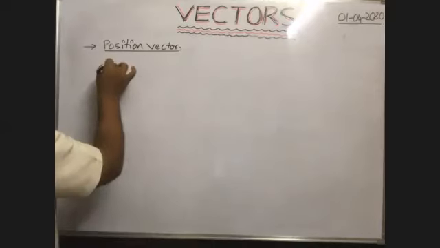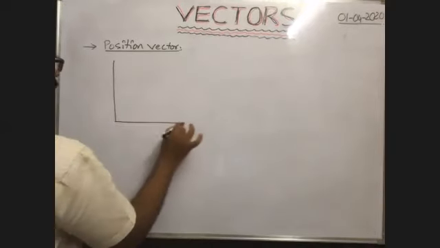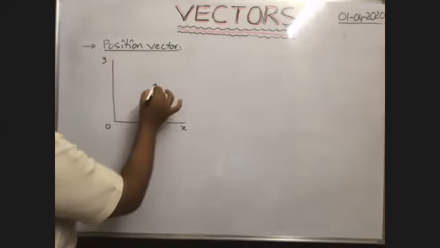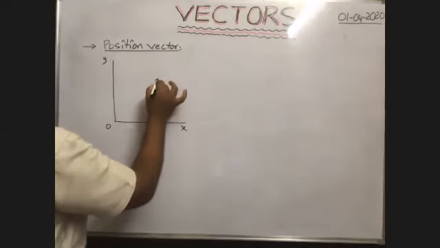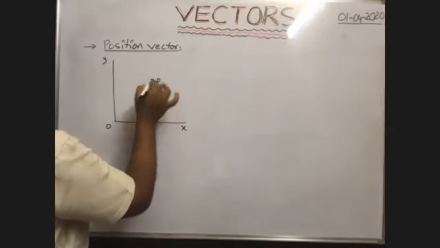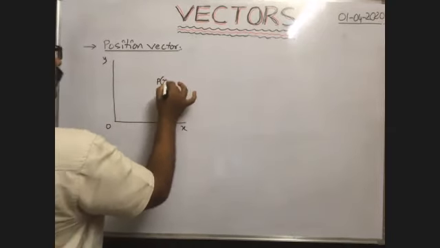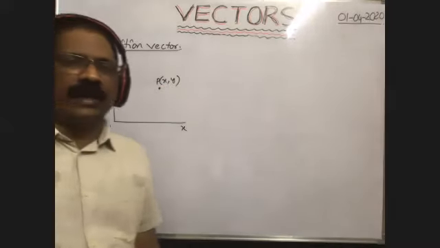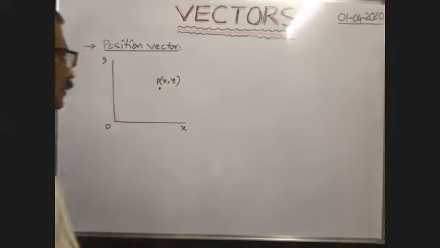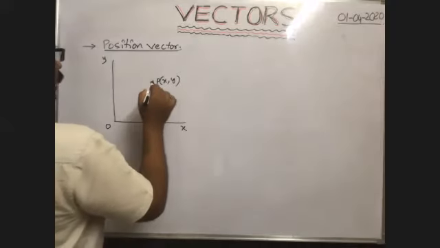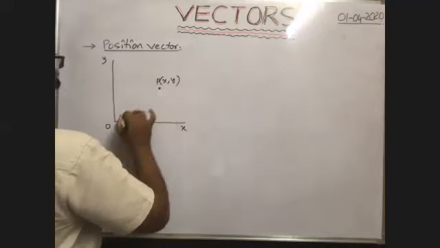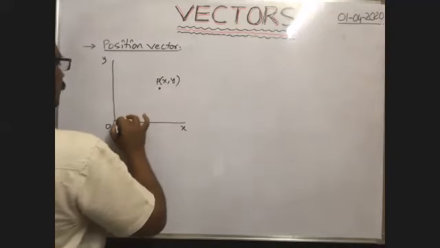Here, suppose there is an xy plane. In xy plane, one point P is here in the xy plane, whose coordinates are x and y. Okay. Now, at what distance this point lies from the origin? In order to know that, you have to join this point and origin.